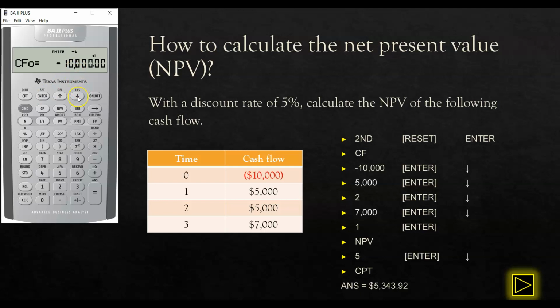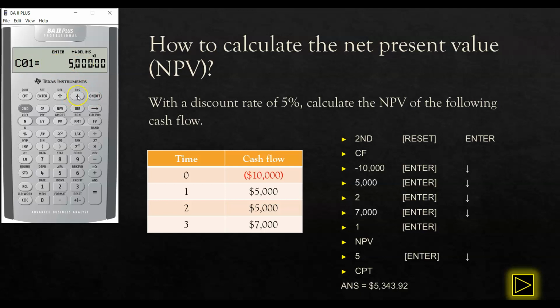You can do that by pressing the downward arrow key right here, and then you see C01. This is your first unique future cash flow. In this case, we have $5,000 twice. So what you do is first put in 5,000, enter that, and then you press the downward arrow key. You have F01, the frequency of the cash flow that you just entered. If you go back, you can press the upward arrow key. This is the $5,000 that you just entered.